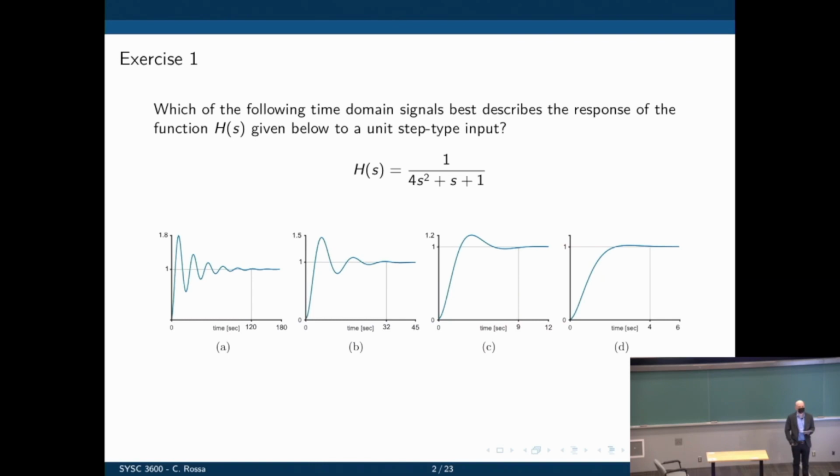Come on, folks. I know it's early, but it doesn't hurt to answer a few questions. What kind of system are we looking at? Underdamped, overdamped, critically damped, unstable, marginally stable, or undamped? Underdamped. Very good. All of them are underdamped.